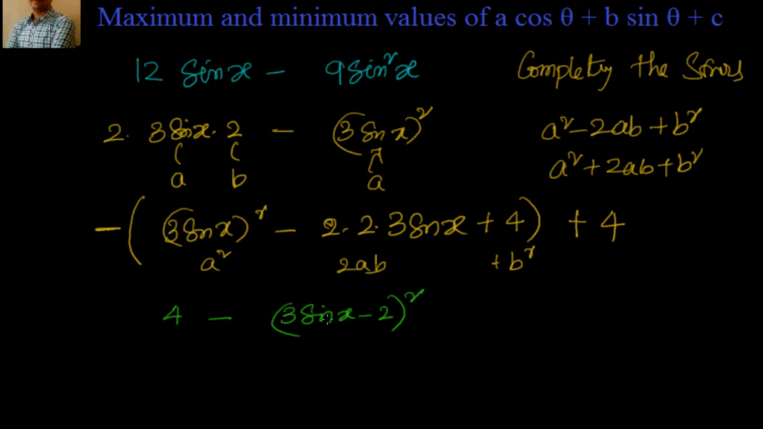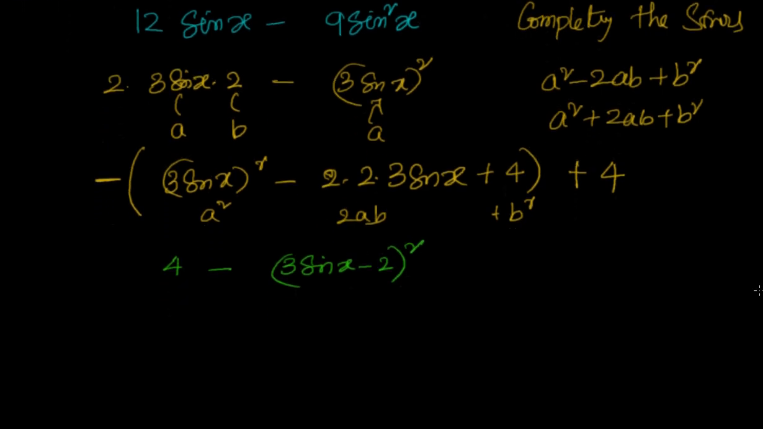You can cross check that. 3 sin x whole square is 9 sin square x, minus 9 sin square x. The 2ab term is 12 sin x, minus of minus is plus. B square is plus 4, minus 4 plus 4 cancels out. Now this is the expression for which you have to find out the max and minimum values.